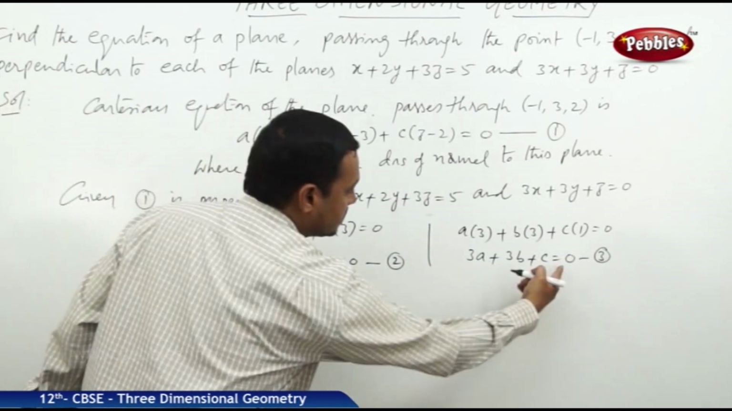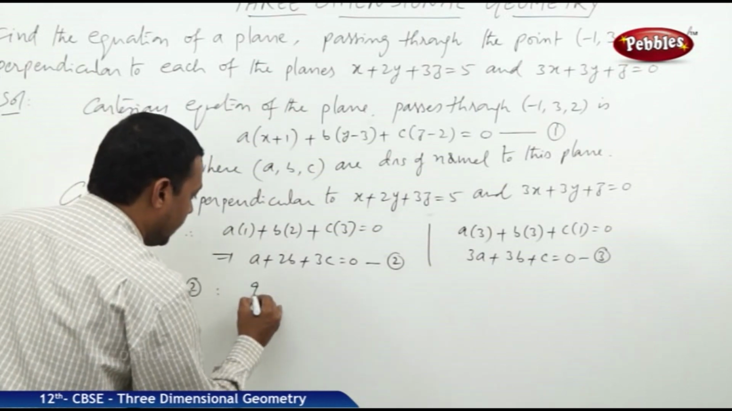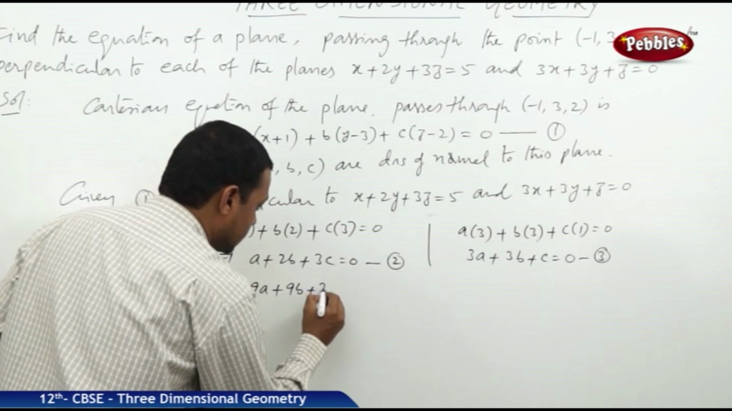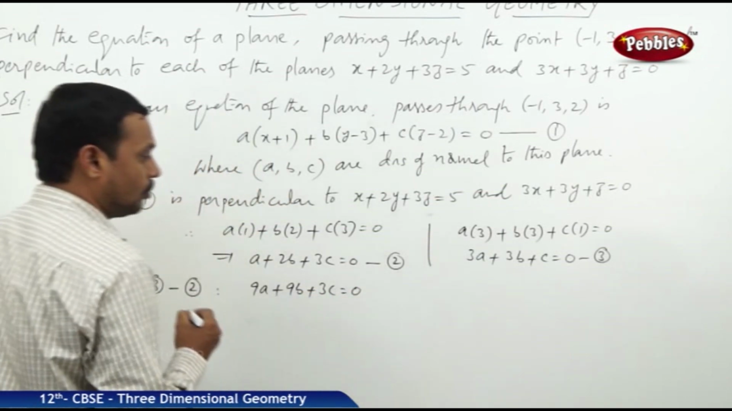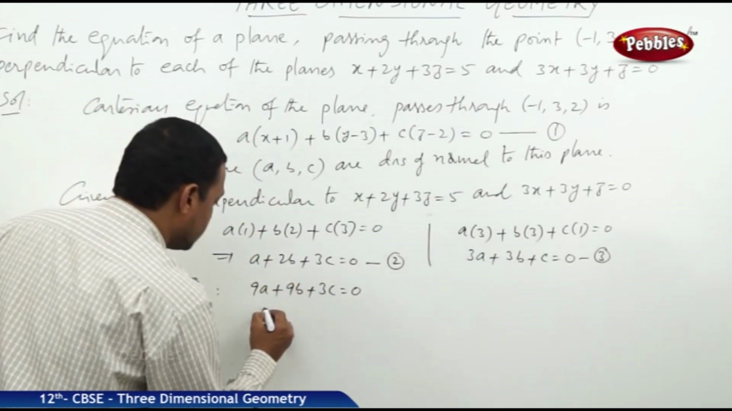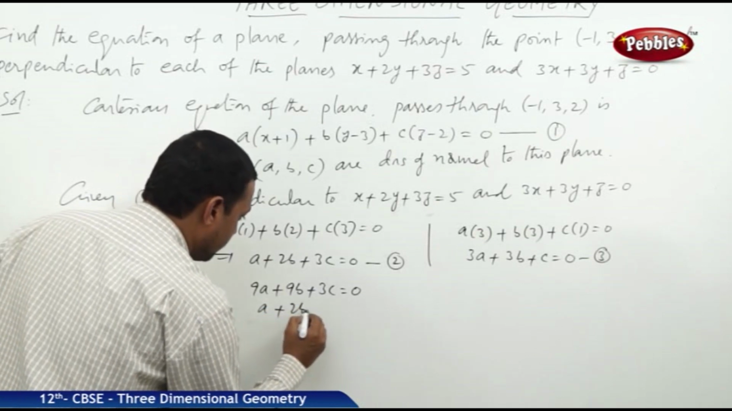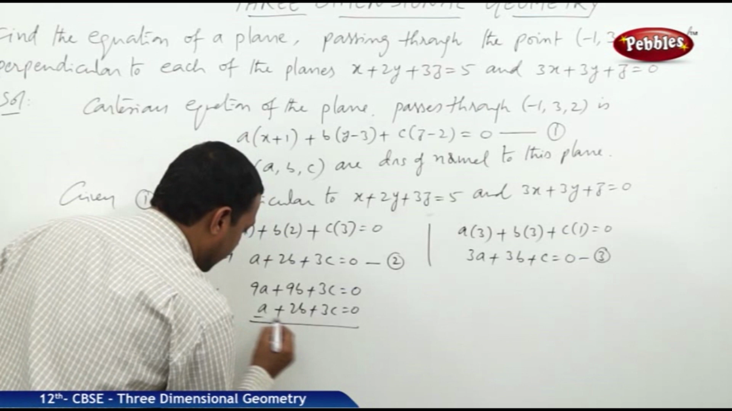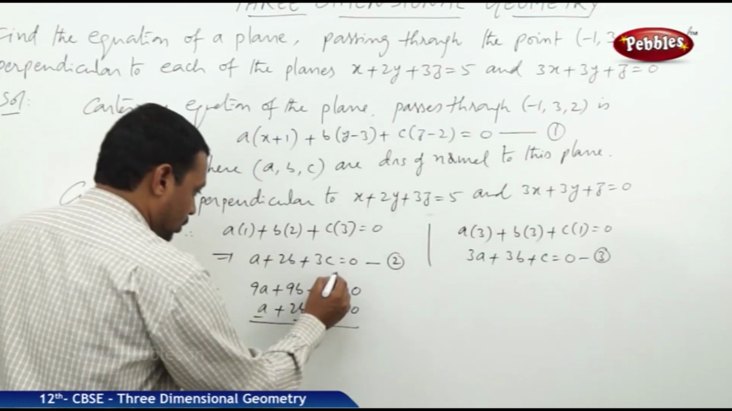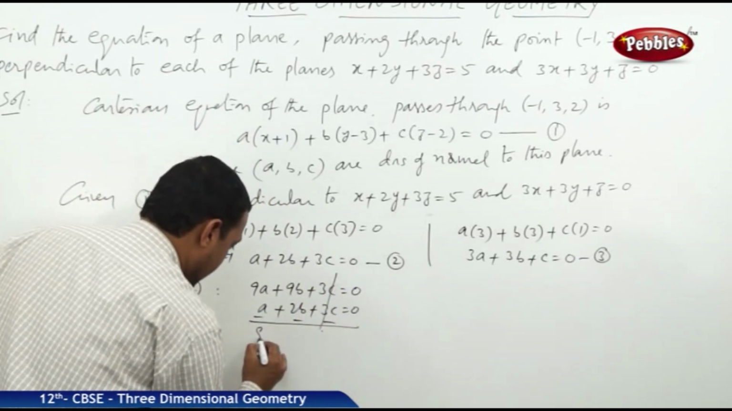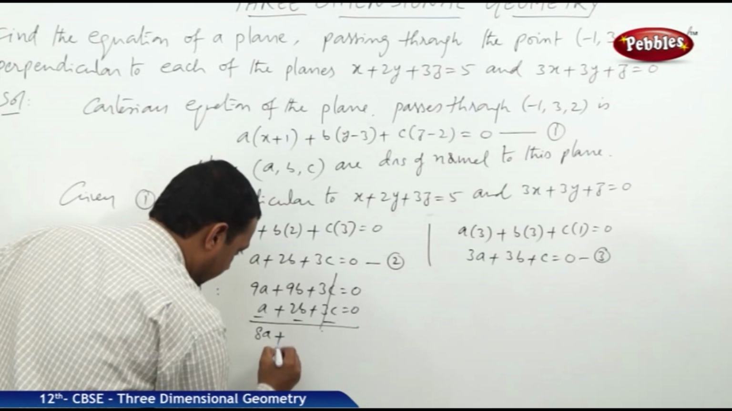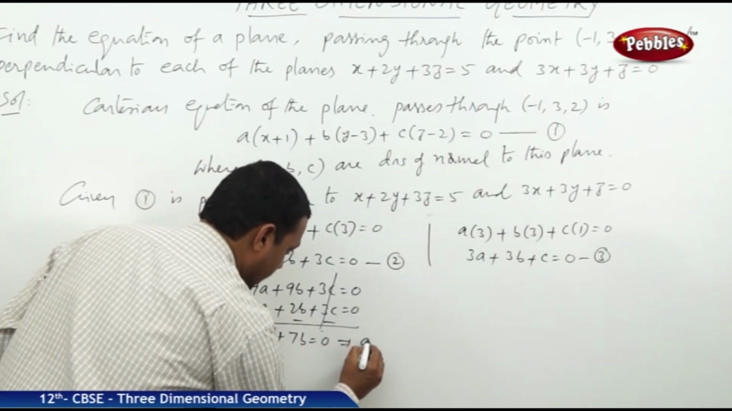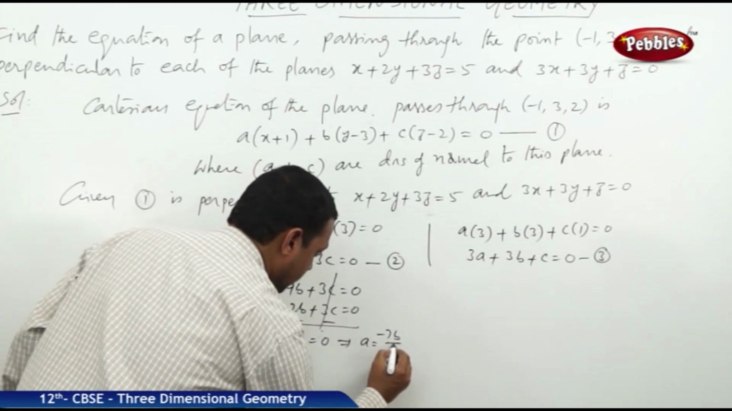First of all, multiply this. 3 into 3 is 9a plus 3 into 3b is 9b plus 3c is equal to 0. And the second one is a plus 2b plus 3c is equal to 0. While subtracting, 3c cancels, and it is 8a plus 7b is equal to 0. From this, a is equal to minus 7b by 8.